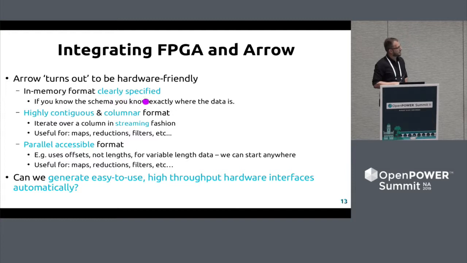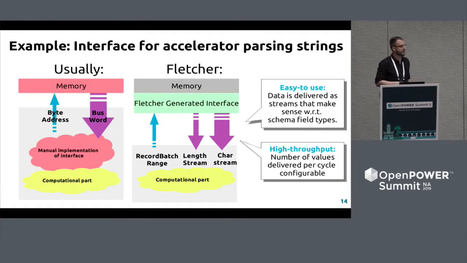So if you know the schema, you know exactly where the data is, so we can do all the pointer arithmetic to find it. It's highly contiguous in columnar, so whenever we want to use it in the FPGA, because it's so contiguous, we can easily stream it in, right? It's very useful for maps, reductions, and filters. It's also parallel accessible, so it uses, for example, the offsets rather than lengths to figure out where strings are, like we just saw. And so our question was, can we generate easy-to-use and high-throughput hardware interfaces for this format automatically? And of course, the answer was yes. Right? That's why we're here.